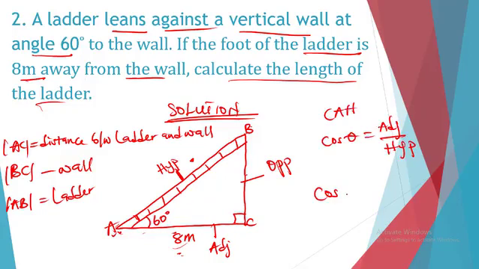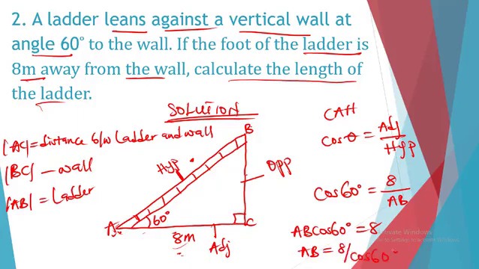Therefore, cos, the angle that is given is 60 degrees, is equal to adjacent. What's our adjacent? 8 all over hypotenuse, which is not given. So let's call it line AB. Do we understand now? Okay, let us proceed. So if we cross multiply, then AB cos 60 degrees is equal to 8. Is that correct? Now, making AB the subject of formula, we have that AB is equal to 8 over cos 60 degrees.